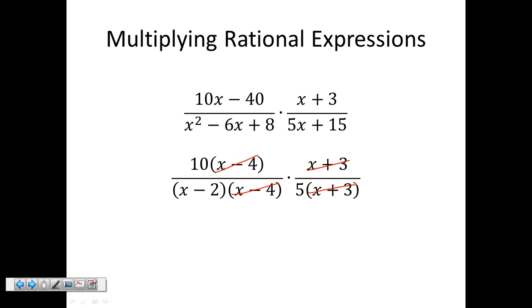Now, I can cancel my 5, that's right down here, with the 5 that is in the 10. So what I'm going to end up with on top is 2. That's it. On the bottom, what I end up with is x minus 2.